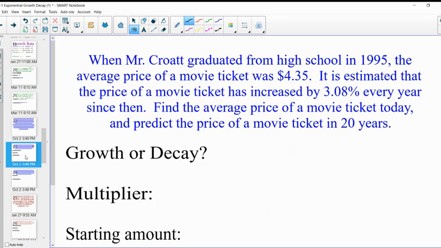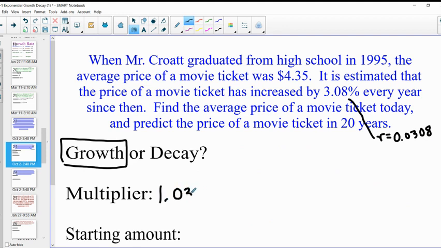So our situation here, the value of movie tickets is increasing, so we'll go with growth for this one. Increasing by 3.08% means that I'm going to have an R value, my growth rate, of 3.08%. Move that decimal place over a couple of spots. We're going to have 0.0308. Since we've got growth, we'll have 1 plus that, so 1.0308 will be my multiplier.